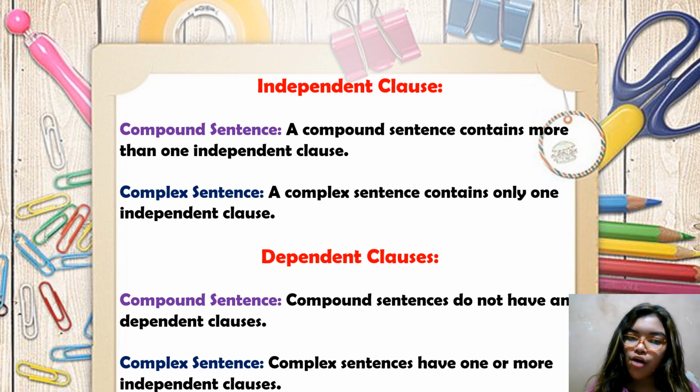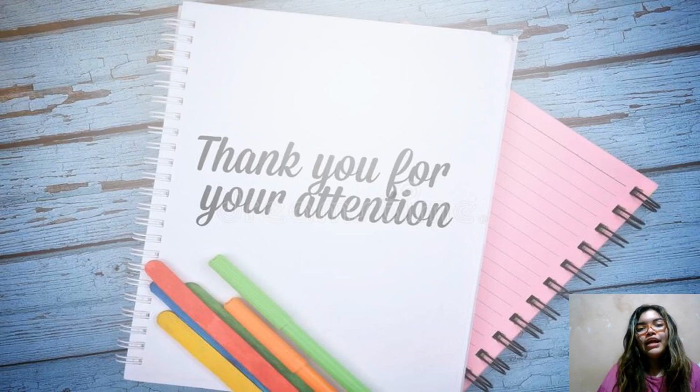For independent clauses, compound sentences contain more than one independent clause, and complex sentences contain only one independent clause. And for dependent clauses, compound sentences do not have any dependent clauses, and complex sentences have one or more dependent clauses. And this is all that I can explain to you about these two topics.